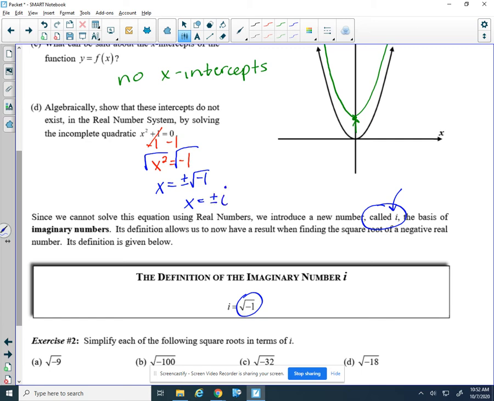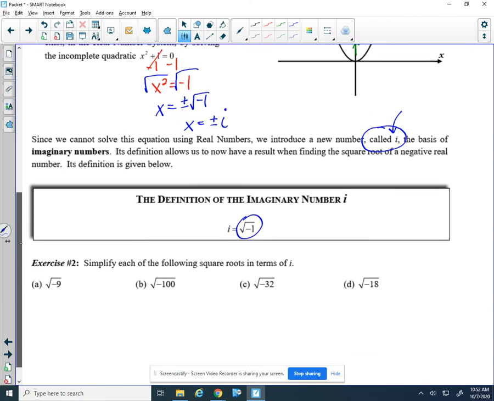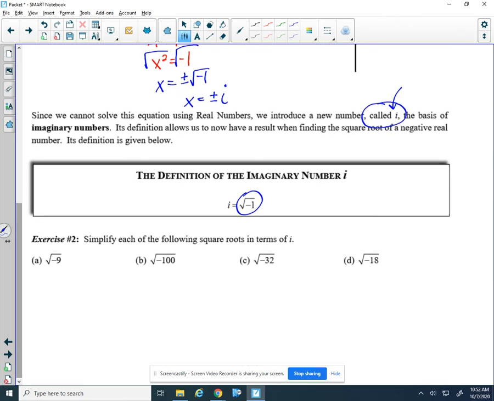And I usually write my i's with the little tail, kind of cursive, so they don't look like ones, in contrast when we're working with math. So let's start to look at some negative radicals. Having this i makes it so that we can fix any negative radical now.